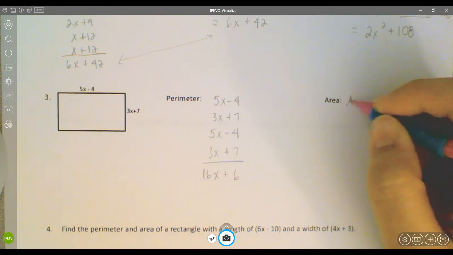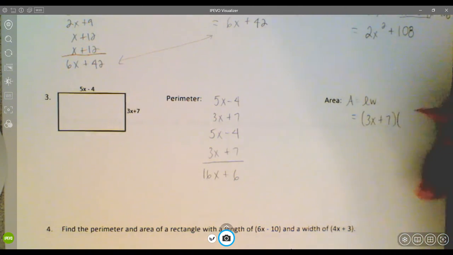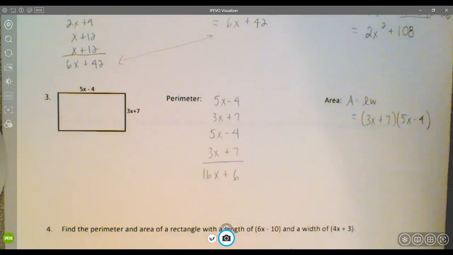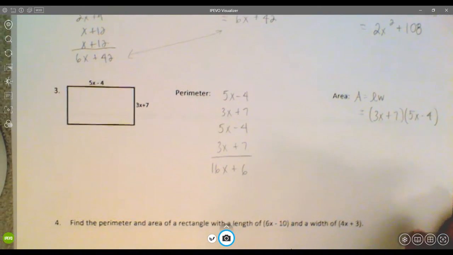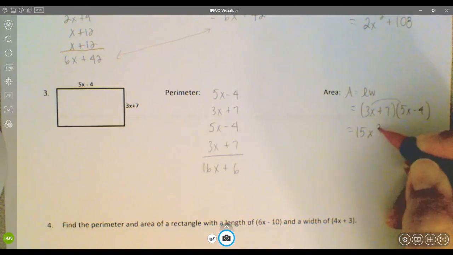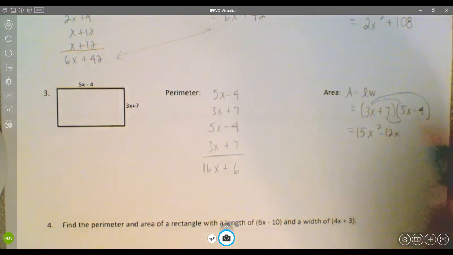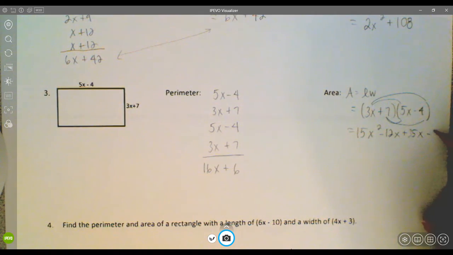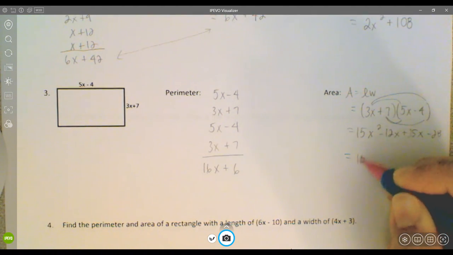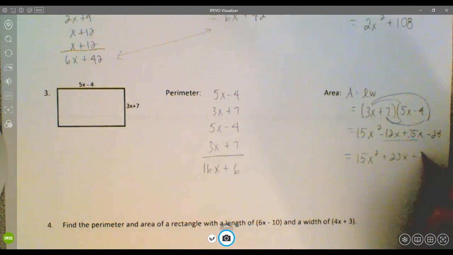The area, we have 3x plus 7 times 5x minus 4. All right, so when I FOIL that, 3x times 5x is 15x squared. 3x times negative 4 is negative 12x. 7 times 5x is 35x. And then 7 times negative 4 is negative 28. So we'll get 15x squared plus 23x minus 28. And that's how we find the area.